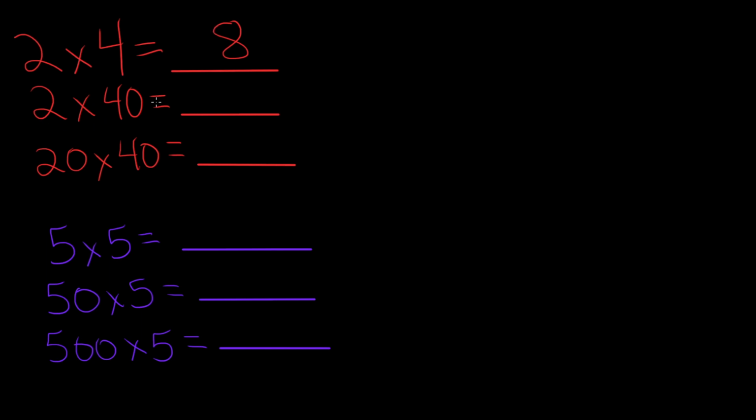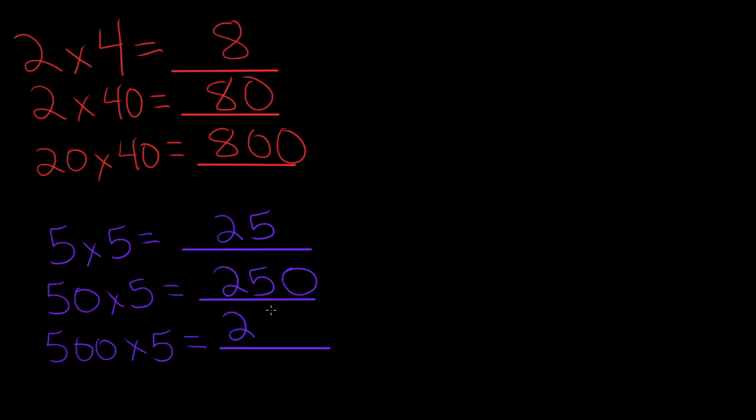2 times 40, well, 2 times 4 is 8 again, and 1 0, so 2 times 40 is 80. 20 times 40, well, 2 times 4 again is 8 with 2 zeros, 800. 5 times 5, well, 5 times 5 is 25. 50 times 5, well, 5 times 5 is 25 with 1 0, 250. 500 times 5, 5 times 5 is 25, with 2 zeros is 2,500.